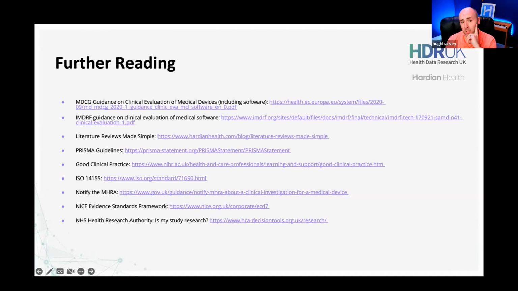Always be in contact with the MHRA. They are the regulatory body in charge of this stuff in the UK. They are very happy to take questions, and they will sometimes, for a fee, give feedback as well on early submissions. And they can even help with clinical investigational design and bring expert panels together. So they have a paid-for service for that, as does NICE.